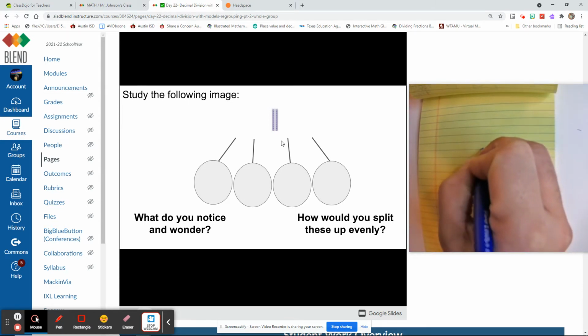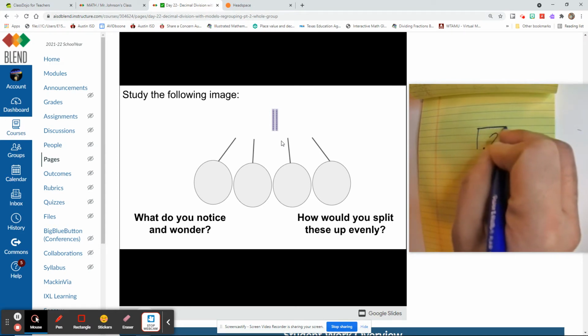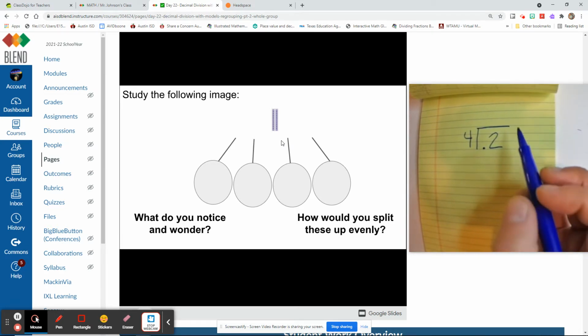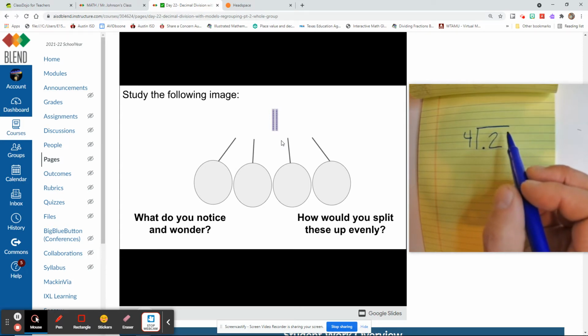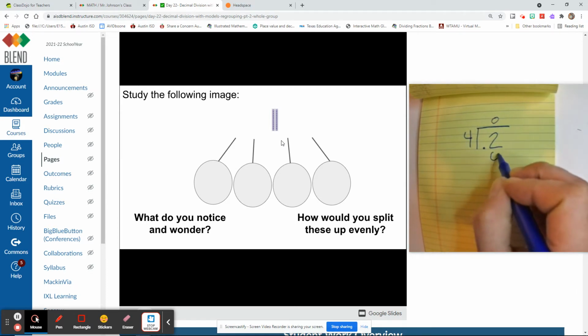So if we were going to do this problem, 2/10 separated into 4 groups, 2/10 would be our dividend, and 4 would be our divisor. Remember, with a problem like this, we might have to add some zeros in the algorithm. Of course, if you just look at the picture, we just regroup. But regrouping with the algorithm is pretty easy as well. So 4 goes into 2, 0 times. 4 times 0 is 0. 2 minus 0 is 2.